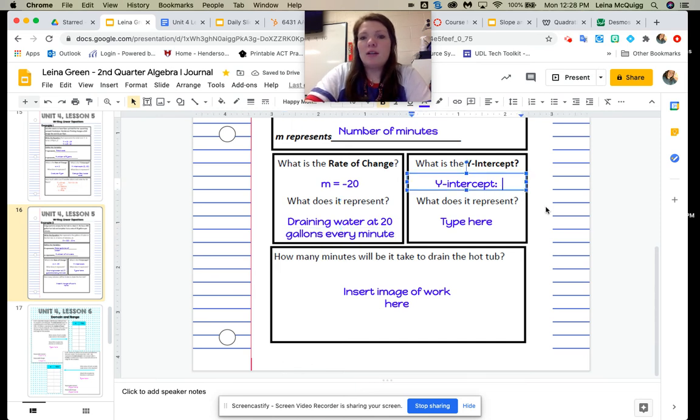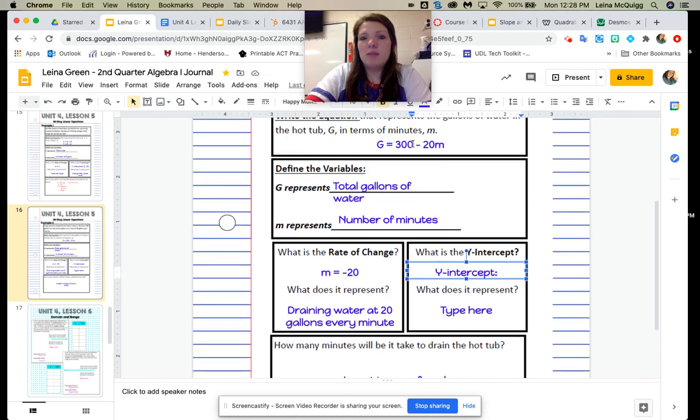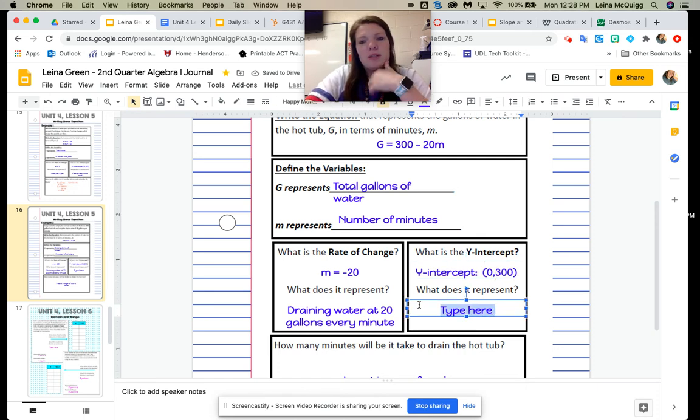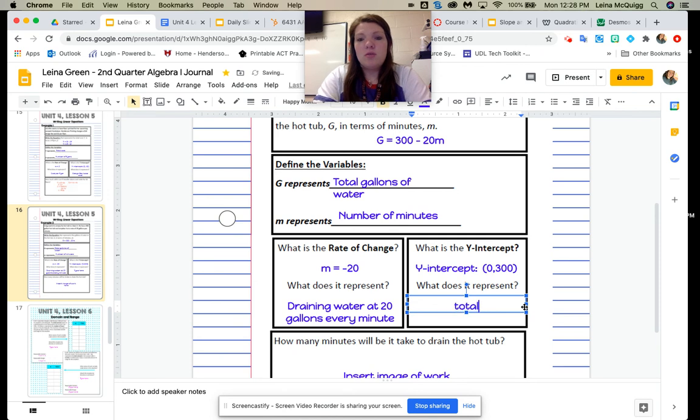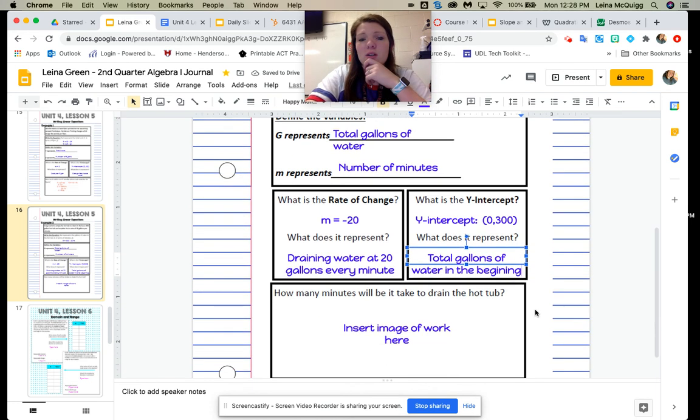Okay, so then my y-intercept, well, if I have it written in the form y equals mx plus b, the y-intercept is the thing that doesn't have the variable with it. So my y-intercept is, let's write this as an ordered pair. My x value is 0, y value is 300. My y-intercept is 300. And what does it represent? Well, 300 was the gallons of water in his hot tub. So total gallons of water, I'm going to say in the beginning, before he started draining it. That's where he started. So the number of gallons he started with.